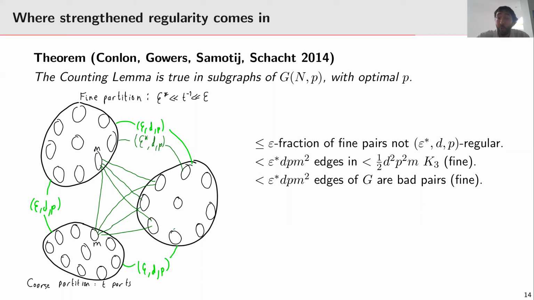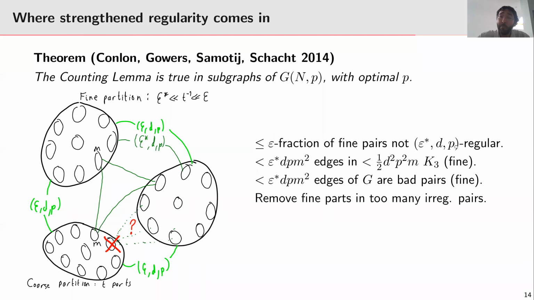The problem is, of course, we are only getting it for 1 pair of fine parts, and what we need it for is for the edges between these 2 coarse parts. So how do we deal with that? Well, of course, we won't generally get that when I look at a pair of fine parts, I see all of these triangles. It might happen that I have a fine part down here where many of the pairs of parts going over here are just not epsilon star dp regular. What do I do about that?